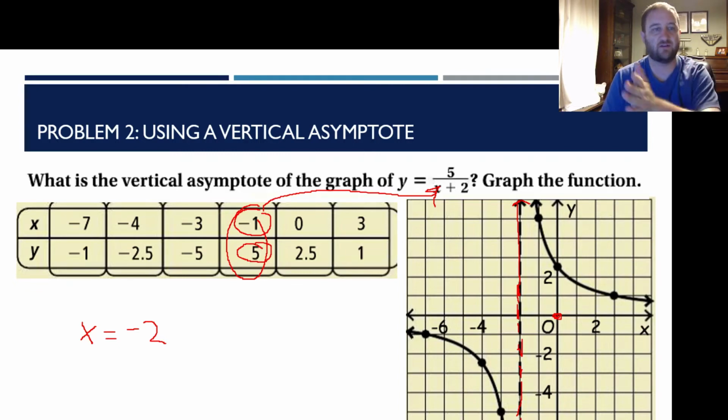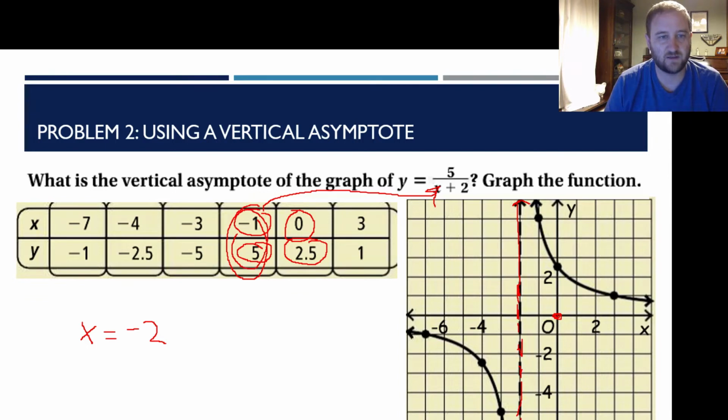Okay, you can do that for all of these values. So if we plug in 0, 0 plus 2 is 2, 5 over 2 is 2.5. Okay, each of these points, then we can come over and plot them. So negative 1, 5 is this point right here.